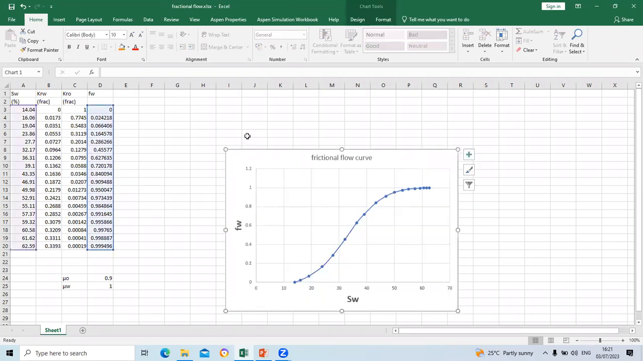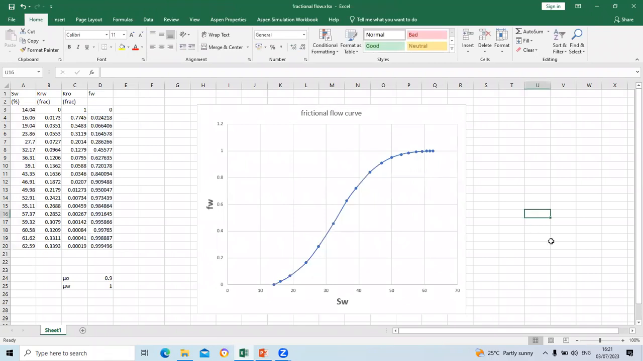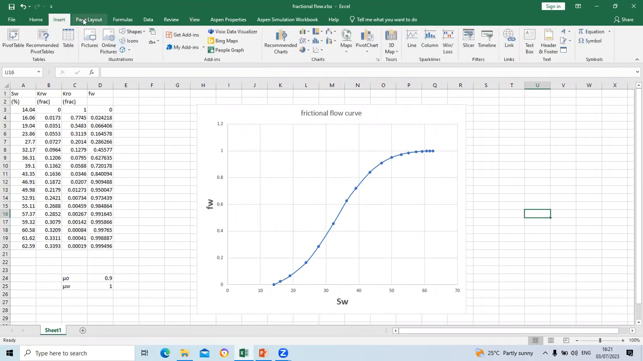I can hold it here and drag like that to extend it. All right, so that's our fractional flow curve to show how the flow rate of water is changing as more and more water is injected into the system. So what I will do is I will come to insert. I want to draw a straight line.